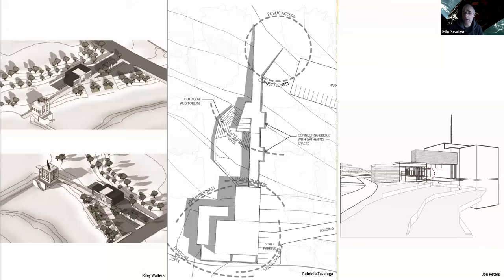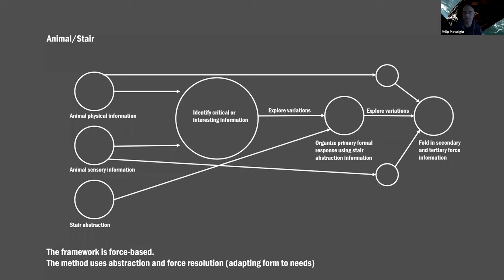Radically different building projects, radically different outcomes. Even all three of these outcomes are different, but it uses exactly the same methodology. And so we can go back, and this is the animal stair methodology, just to remind you. We start with three lines of investigation. We start to pull out the critical aspects from one of those, and it's about the animal. We pull out something that's critical about that animal, right? We start to then explore the possibilities, and then we fold in the other two lines of information to make sure that everything in the project works well.